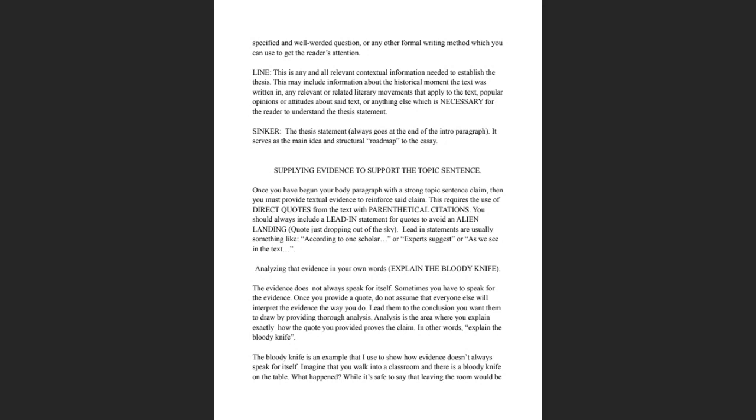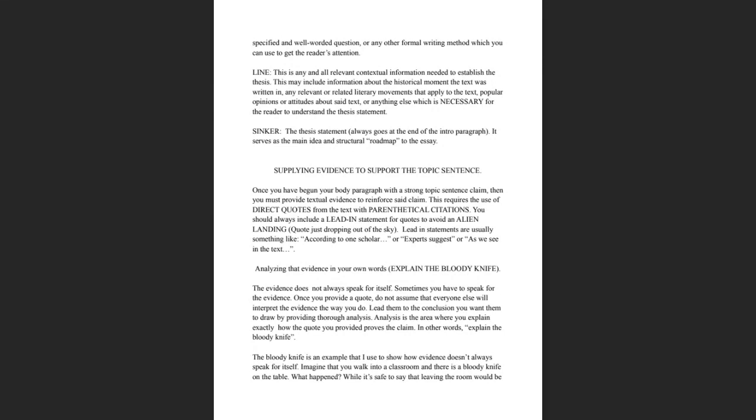So once you've begun your body paragraph with a strong topic sentence claim, then you must provide textual evidence to reinforce said claim. This requires the use of direct quotes from the text with parenthetical citations. You should always include a lead-in statement for quotes to avoid, quote, an alien landing. That's when a quote just drops out of the sky. You don't tell me where it came from. You just open the quote, put a quote in there, close it up. I'm like, where did this come from?